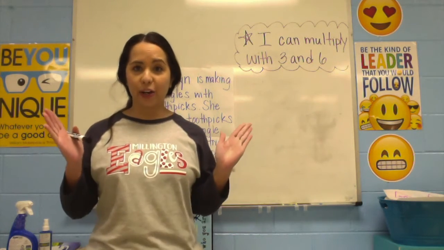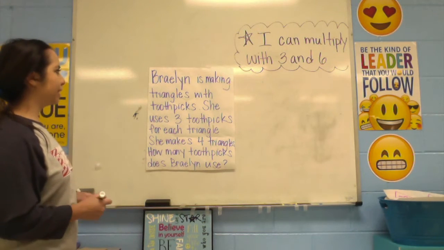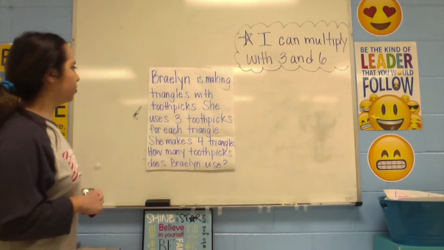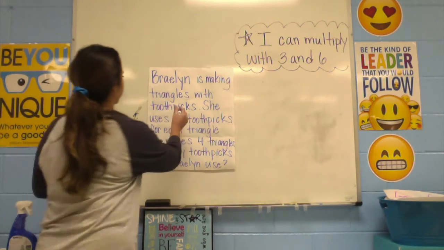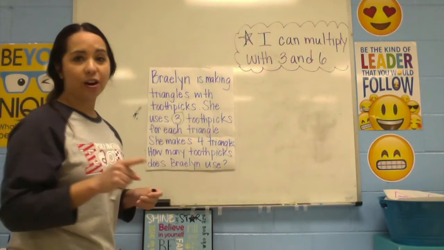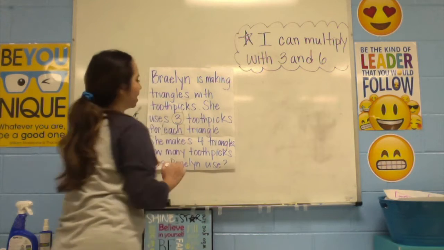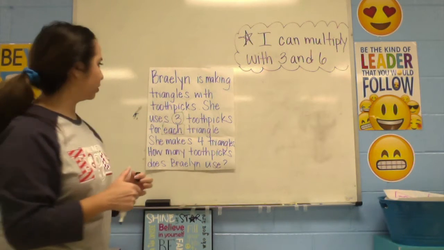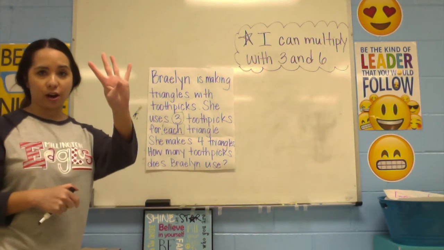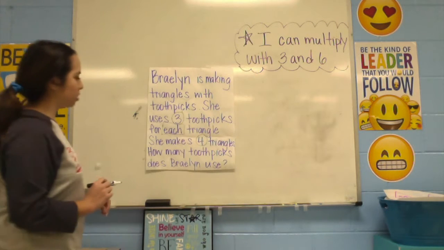All right, so what do I know about this word problem? Well, I know a girl named Braylon is making triangles with some toothpicks. I know that she uses 3 toothpicks for each triangle, okay? So she's going to use some toothpicks today to form triangles. And I know the problem says she makes 4 triangles. I'm going to circle 4 triangles.